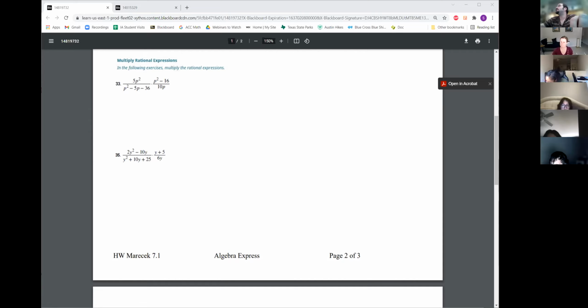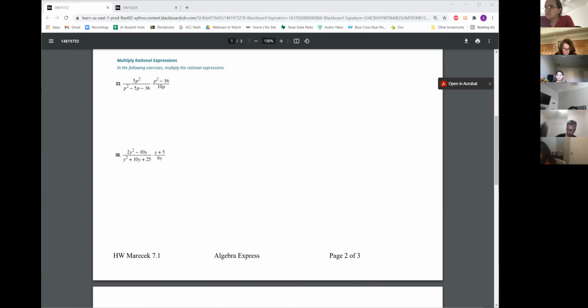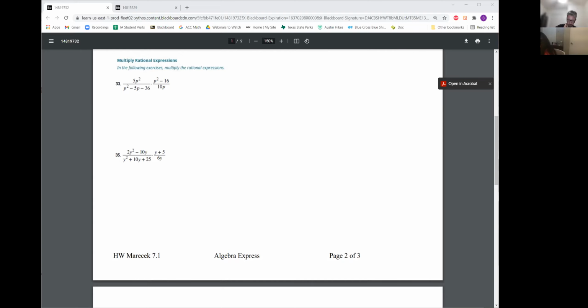Yeah. So I factored using the AC method. So I got 5p squared over p minus 9 and then p plus 4, times p squared minus 16 over 10p. Can you factor the p squared minus 16? Did you factor that part? It's p plus 4 and p minus 4, right? Yep, nice.